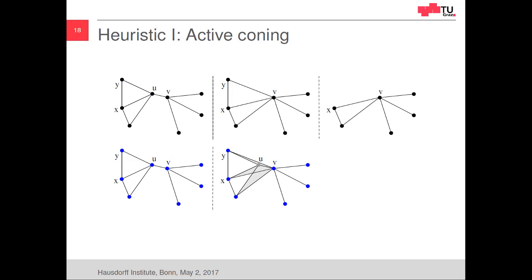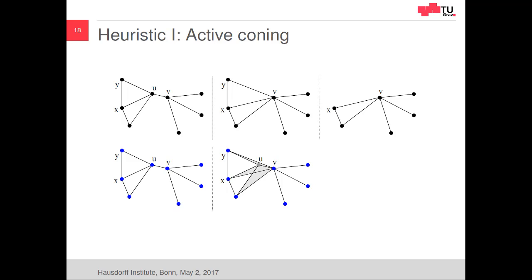So here's the first thing. So we call it active coning. The idea is that every vertex in the tower, or also in the filtration actually, every vertex in the filtration is either active or inactive, and inactive means that it has been contracted away in the tower. So here u becomes inactive, and the next step y becomes inactive. And we call a simplex inactive if it has one vertex that is inactive.